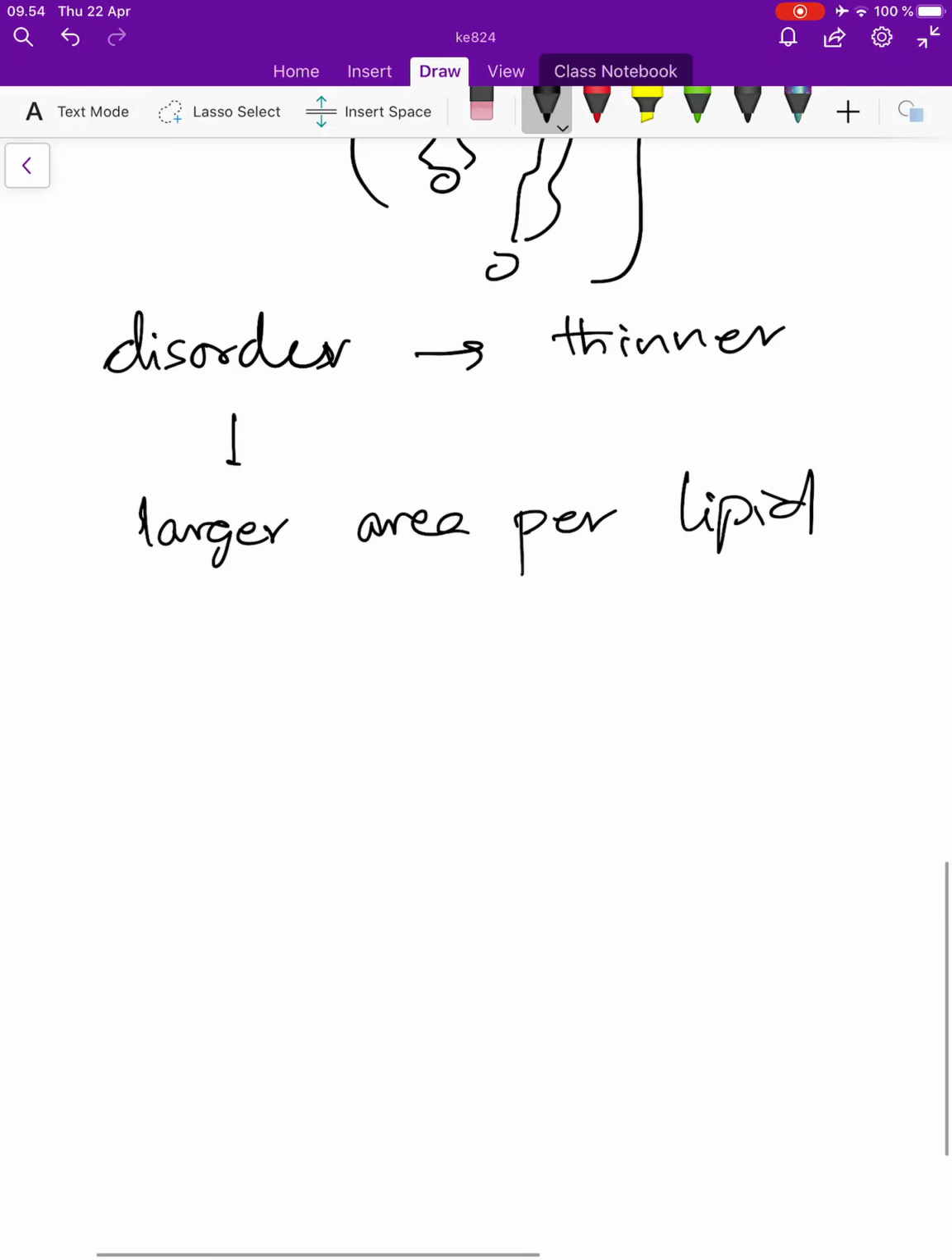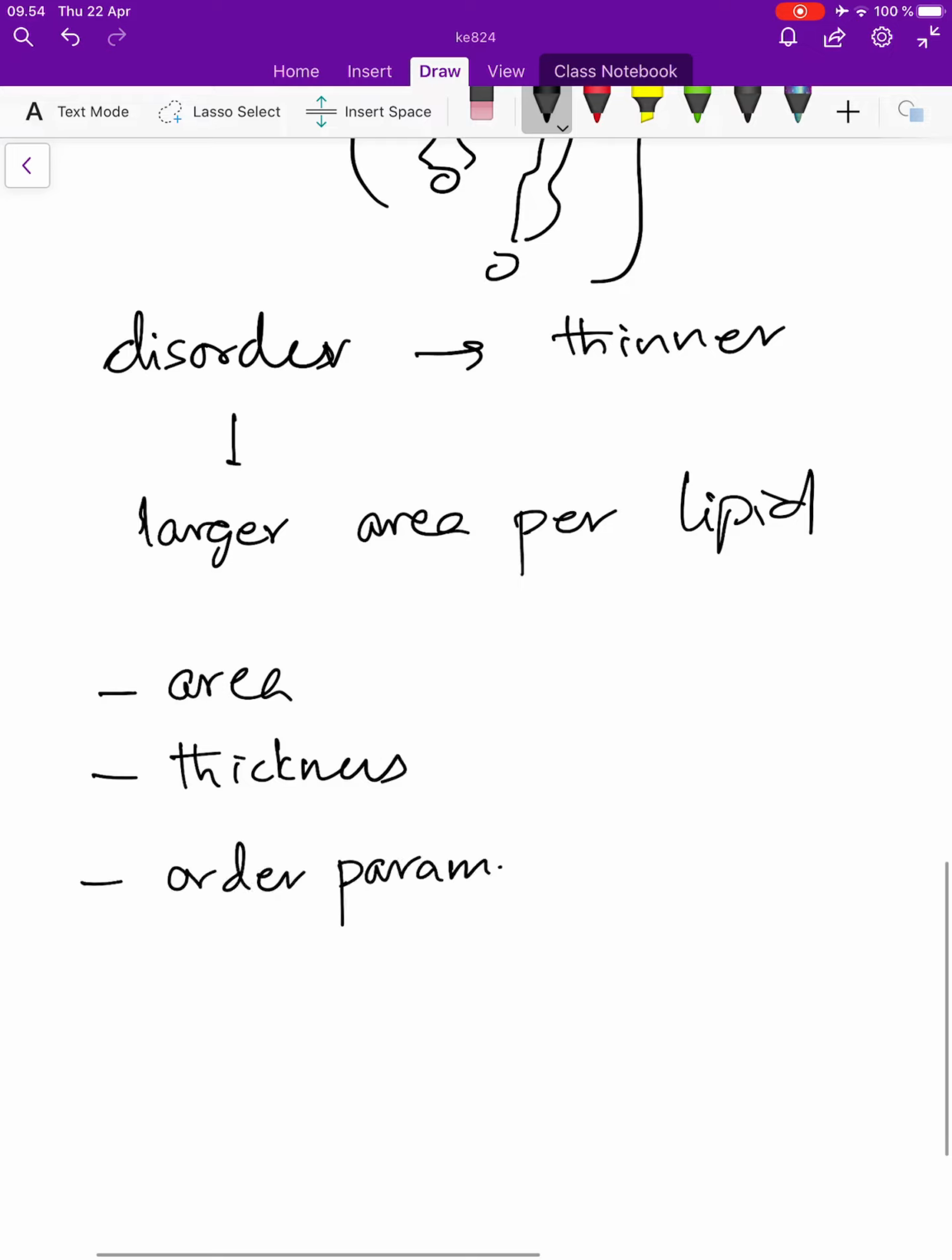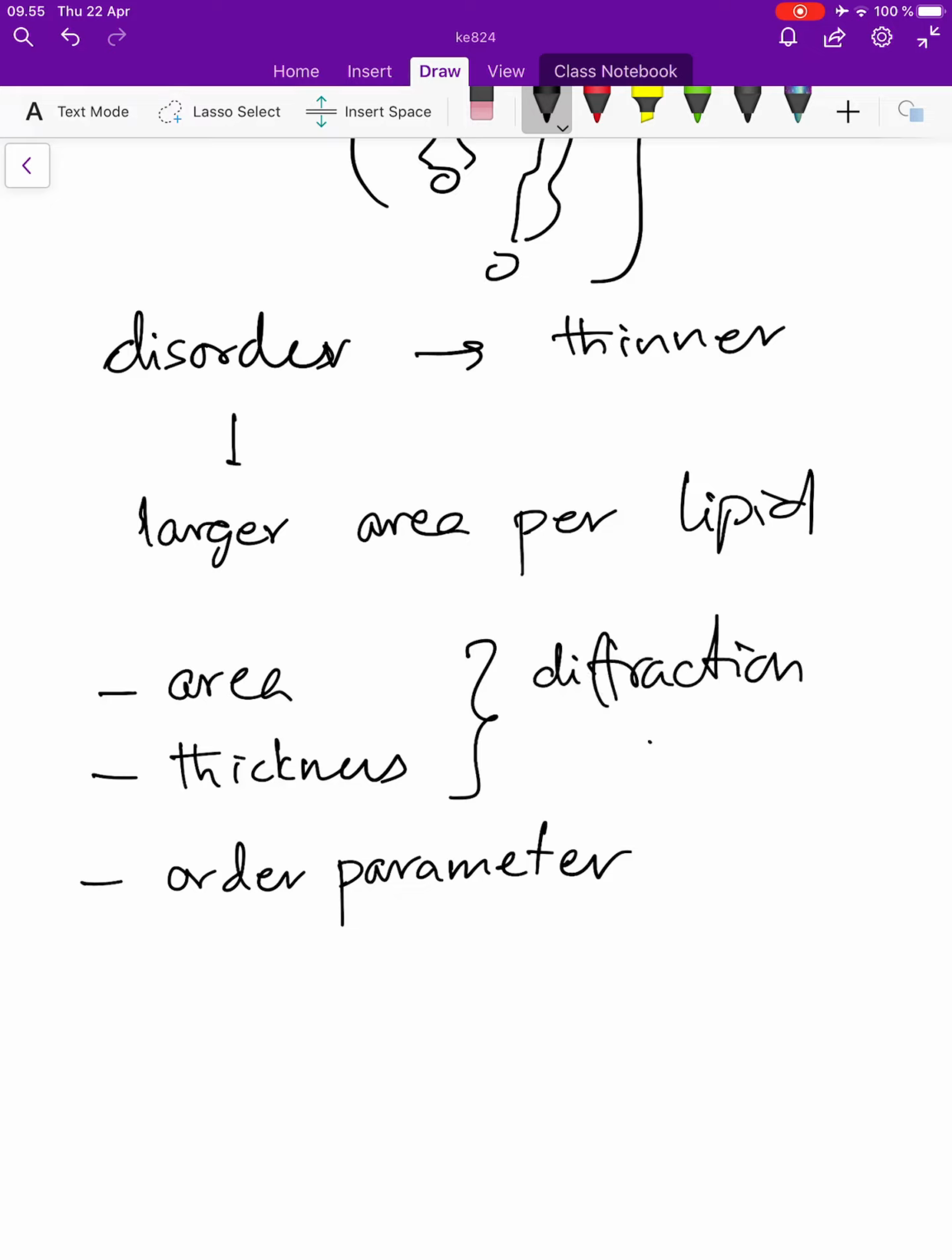So the three parameters that we measure in our simulations, which are area, thickness, and order parameter, all report about the physical state of the lipids. These two can typically be obtained from a diffraction experiment. And the order parameter is typically obtained from NMR experiments where you deuterate different carbons along the lipid tail length, as we discussed in class. So this is the reason we calculate area, thickness, and order parameters.